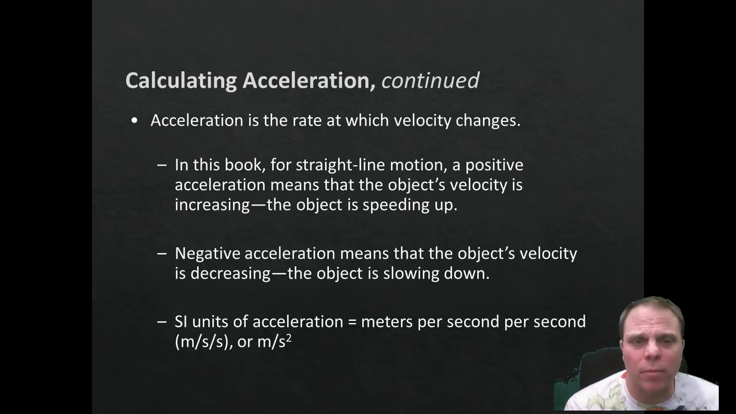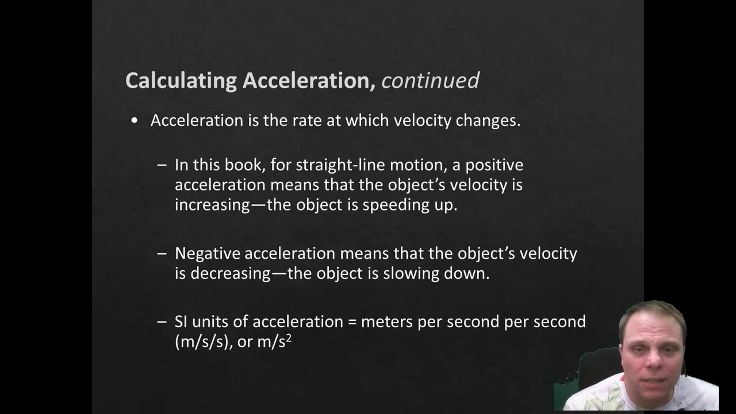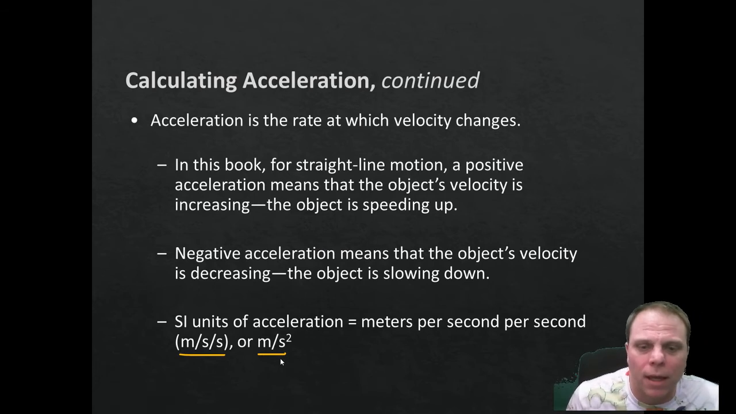Let's talk a little bit more about calculating our acceleration, though. In our book, if we're talking about straight line motion, just going in a particular direction, positive acceleration means the object's velocity is increasing, and a negative acceleration means the object's velocity is decreasing. We talked about that. And our units we just talked about, you can think of it as meters per second or meters per second squared.